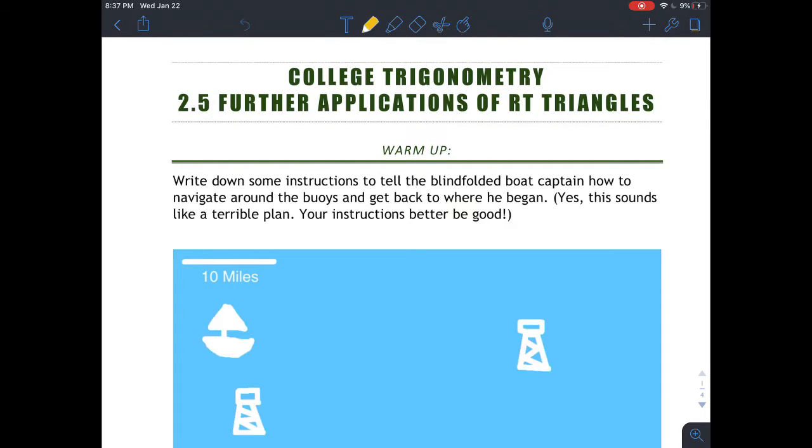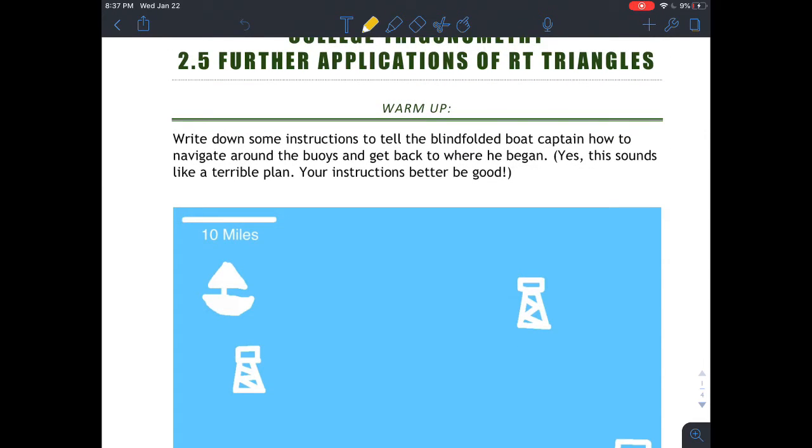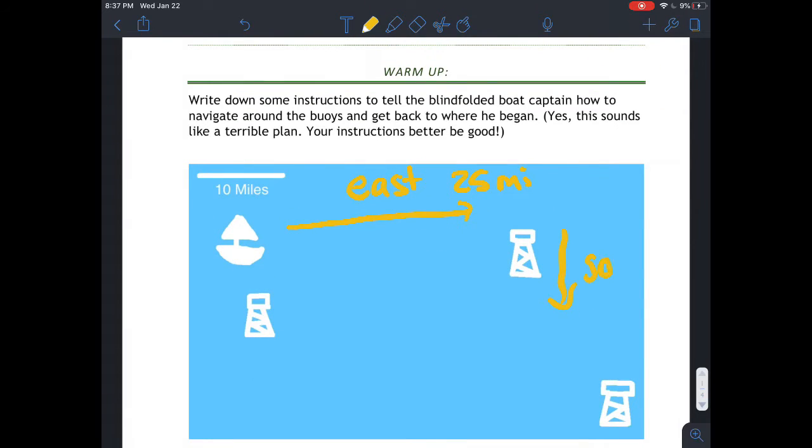Okay, so this is gonna kind of be a tricky one. It's about this thing called bearing, which basically is a way to give good directions. Like if you're looking at my warm-up, it's supposed to make you explain how to sail this boat around a buoy so that a blindfolded boat captain could do it.